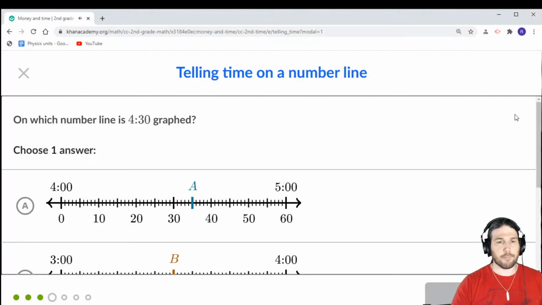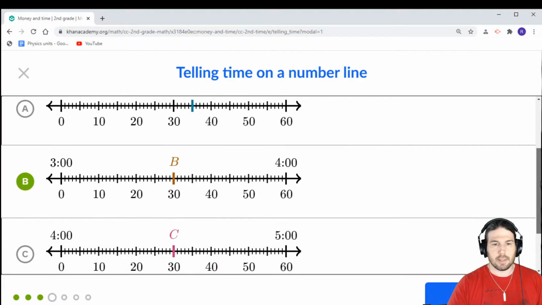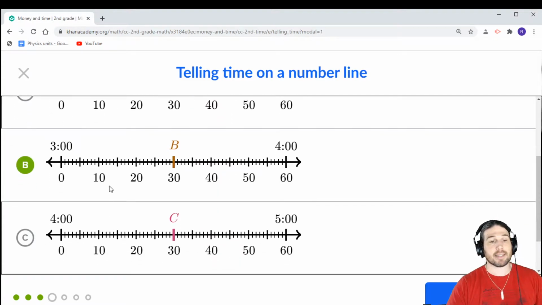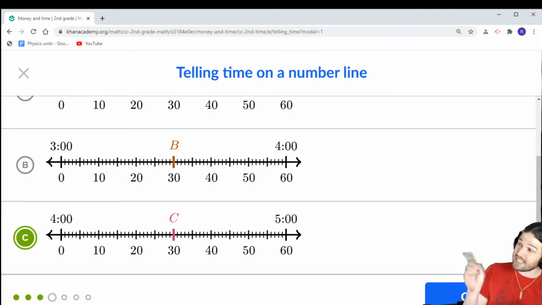All right, we're looking for 4:30, and we can either actually look at the 30, or we can recognize that 30 is exactly the halfway point between 0 and 60. So it's going to be the one that's right in the middle. That's B. C looks like, oh wait, it's 3:30. So B and C both look the same, but if you look at the scaling, C is actually correct because it is 4:30. B is 3:30. Tricksy Khan Academy. Very tricksy.